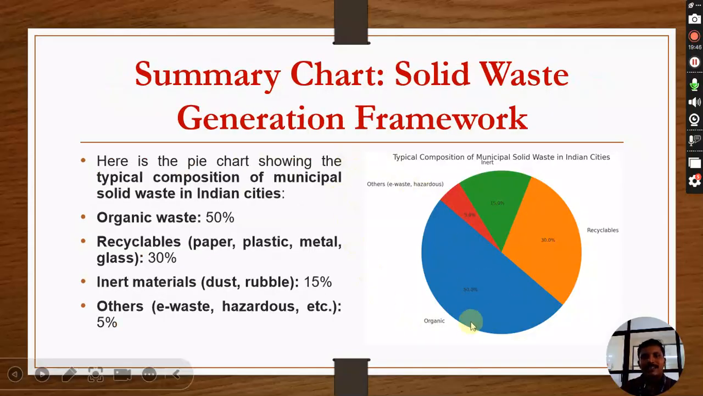Here the pie chart indicates the solid waste generation. For example, organic waste is 50% of generation, recyclables like paper, plastic, metals are 30%, inert materials 15%, and others like e-waste and hazardous waste 5%.